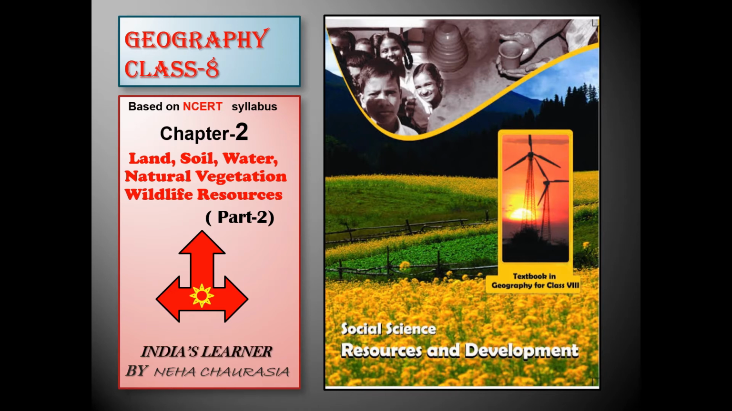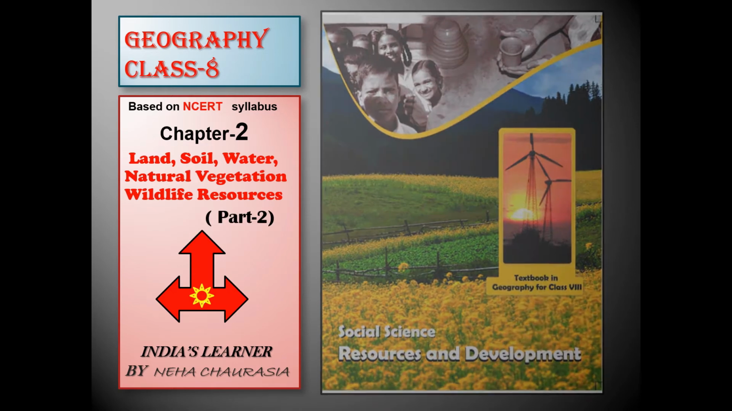Here we are back with the NCERT Geography of Class 8. Content will be based on NCERT syllabus. In this video, we are going to discuss Chapter 2, that is Land, Soil, Water, Natural Vegetation and Wildlife Resources. As mentioned here, this is part 2 of the chapter, in which we will mainly focus on the biotic resources such as natural vegetation and wildlife resources. So yes, let's start the video and let us learn about it.